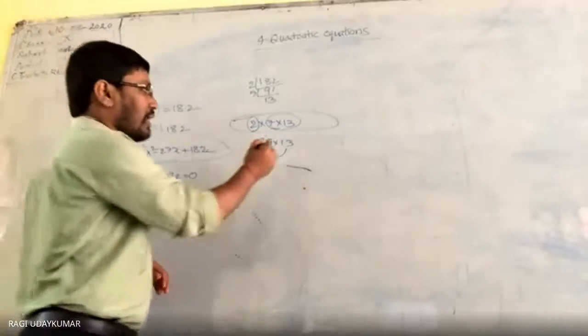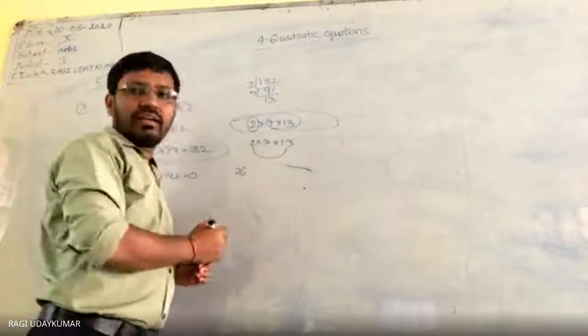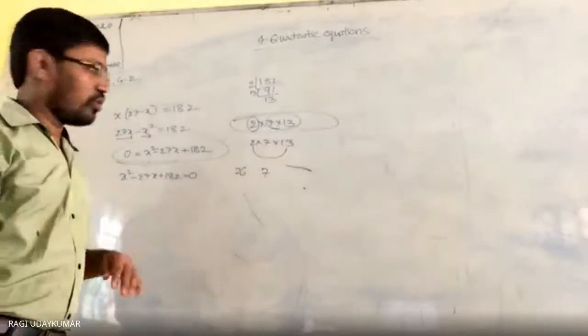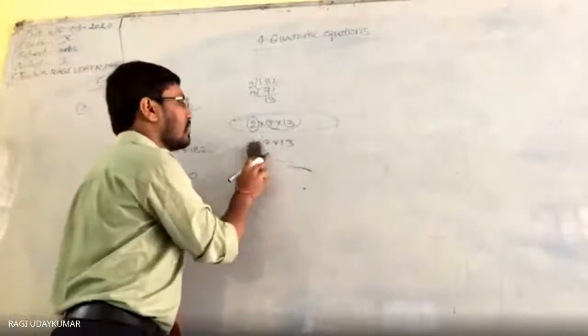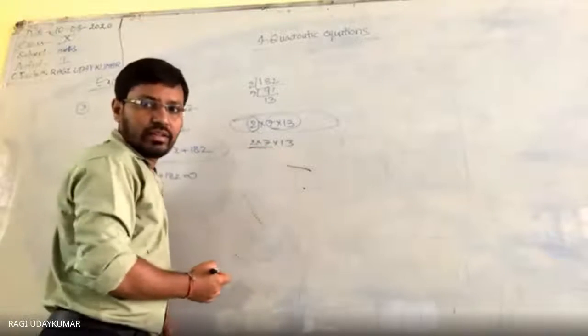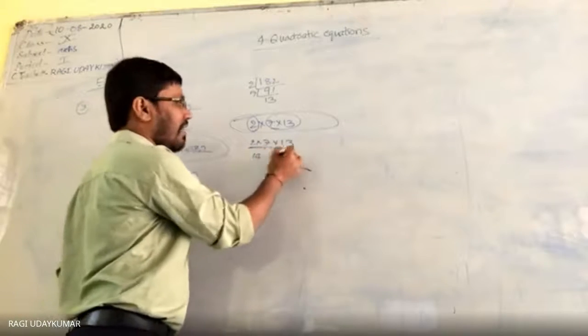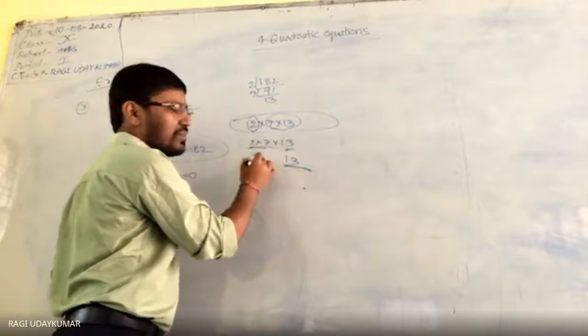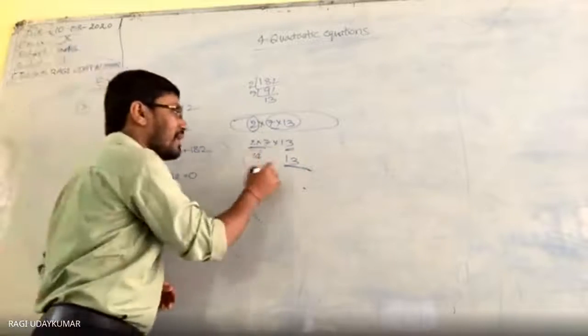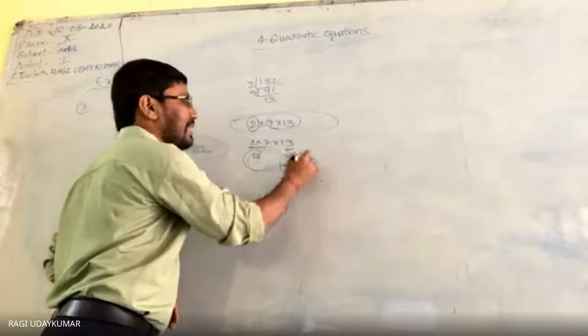Take the product of these two numbers: what comes? 26 comes. Another number is 7. Will the sum of both be 27? No, not taken. So this is not it. Then what can be taken? Take the product of these two: 14. Another number is 13. What is the sum of both? 27. Yes, 27. So our required numbers are 14 and 13.